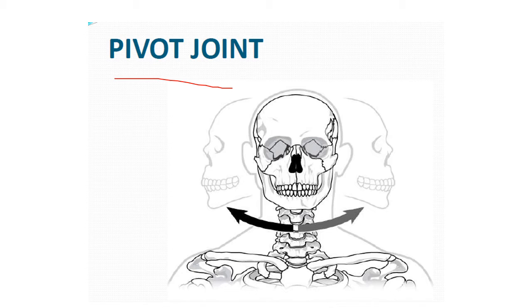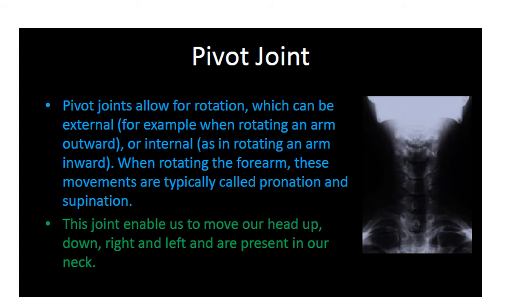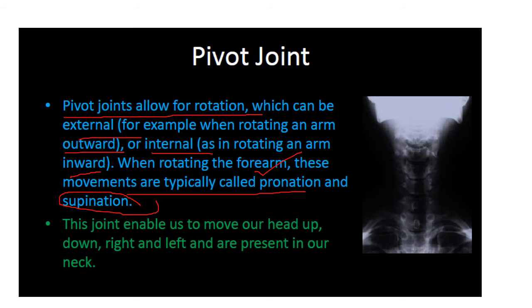Next type of joint is called the pivot joint, and it is present in this region. The pivot joint allows for rotation, which can be external, for example when rotating an arm outwards, and internal, as in rotating the arm inwards. When rotating the forearm, these movements are typically called pronation and supination.